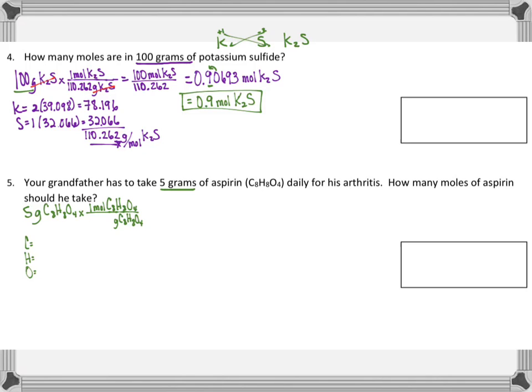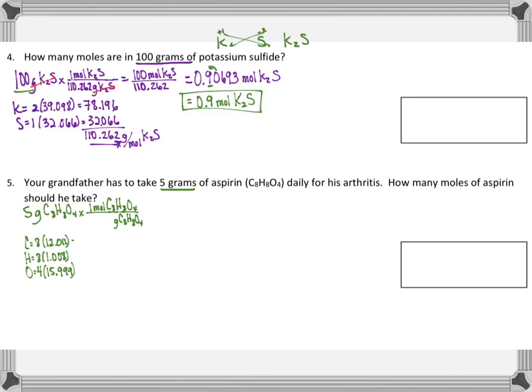Carbons, we have 8 carbons in this case. We know that each carbon has a mass of 12.011. Hydrogens, we have 8 hydrogens. Each one has a mass of 1.008. And sorry, I forgot to change the color on this one. We have 4 oxygens with a mass of 15.999.